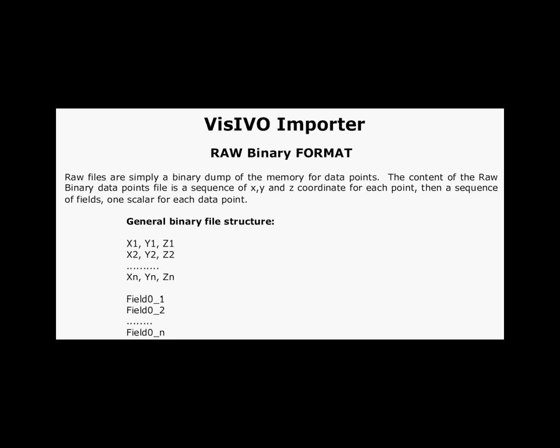VisIVO importer for raw binary format. Raw files are simply a binary dump of the memory for data points. The content of the raw binary data points file is a sequence of x, y, and z coordinates for each point, then a sequence of fields, one scalar for each data point. The general binary file structure is shown on the screen.